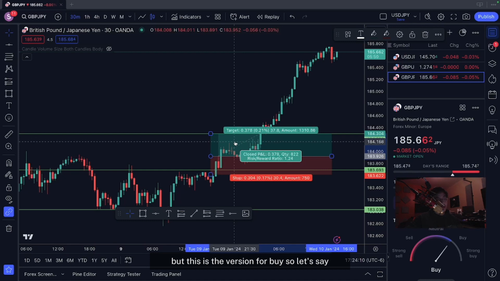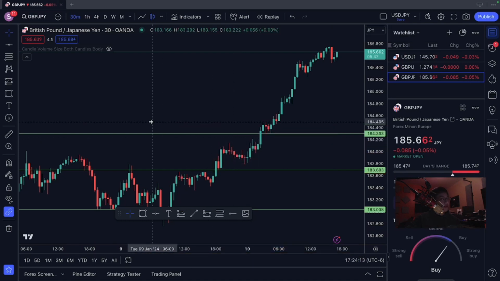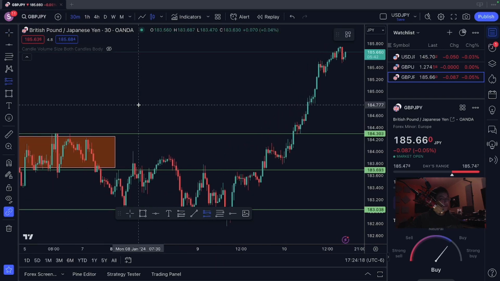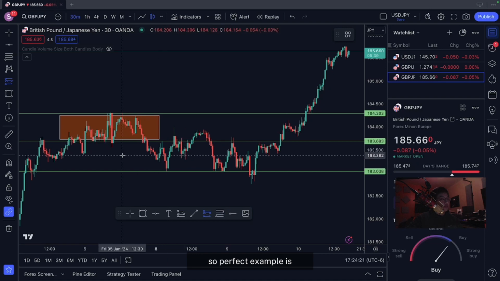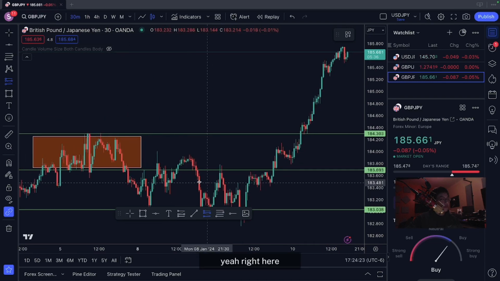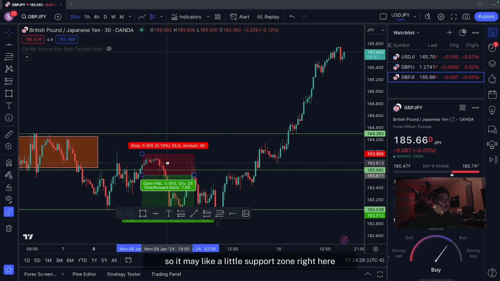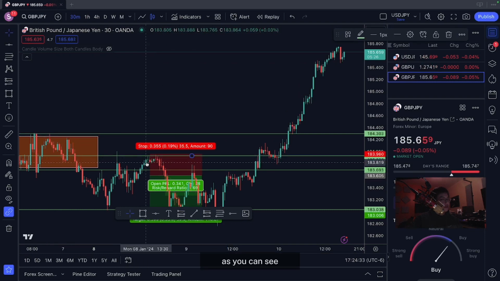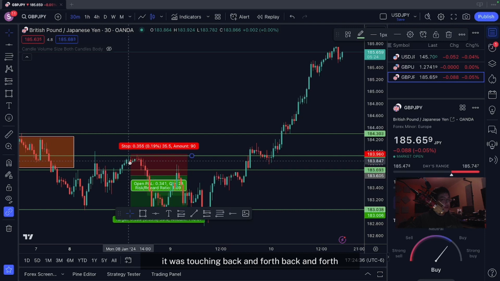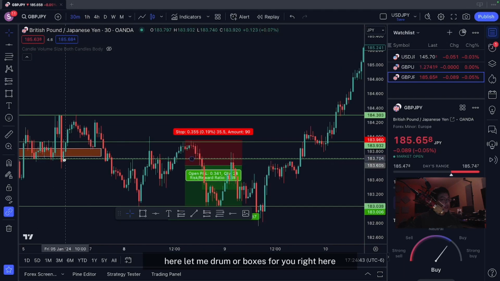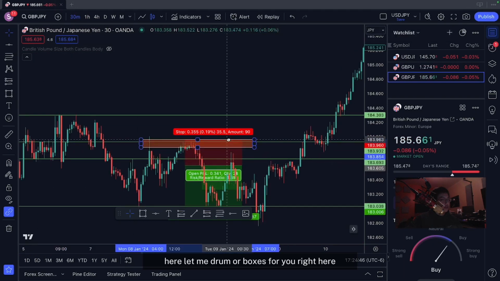But this is the version for a buy. So let's say you want to do a sell. Try for a sell. So you want to short the position. So a perfect example is right here. So it made a little support zone right here, as you can see. It was touching back and forth between this area. Here, let me draw more boxes for you. Right here.